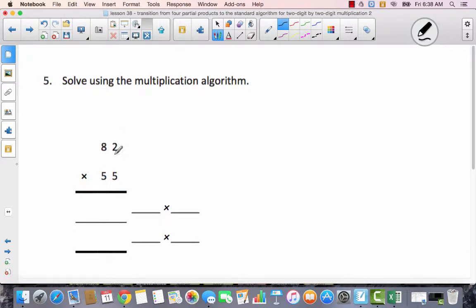All right, now we're going to use the multiplication algorithm again. So this is 82 times 5, or 5 times 82, and then we're doing 50 times 82. So try this one by yourself. If you get stuck, you can always press play, but see if you can go ahead and get started.